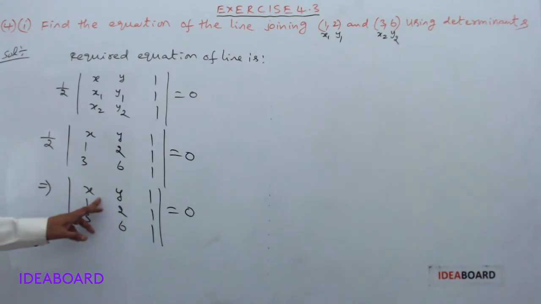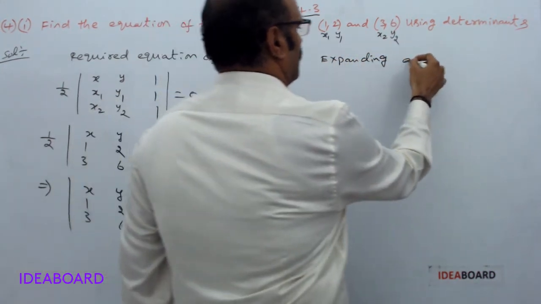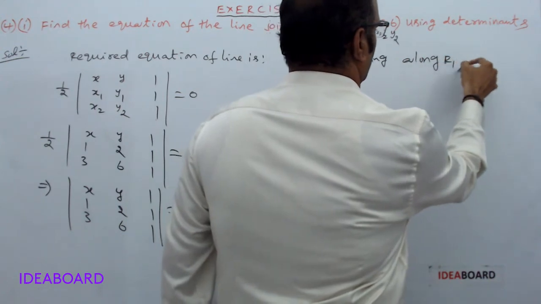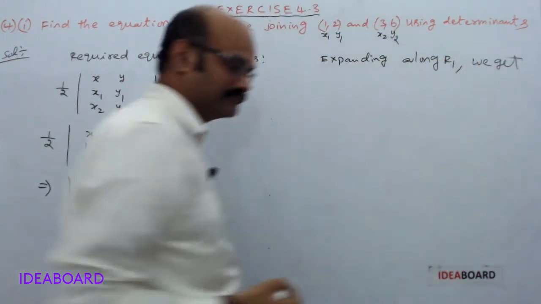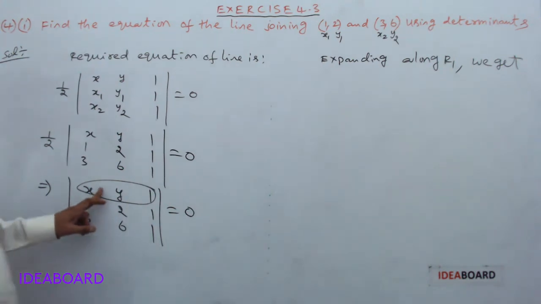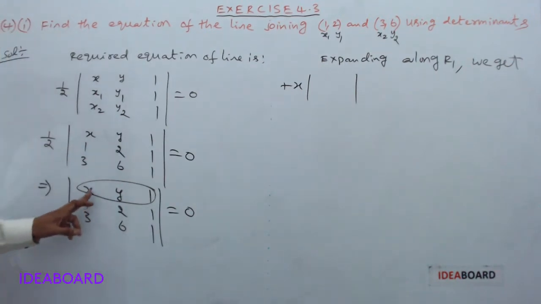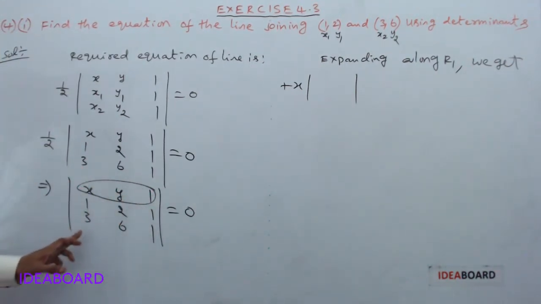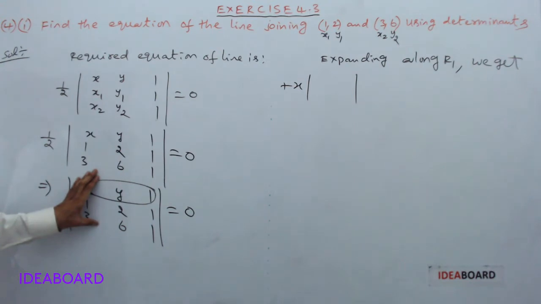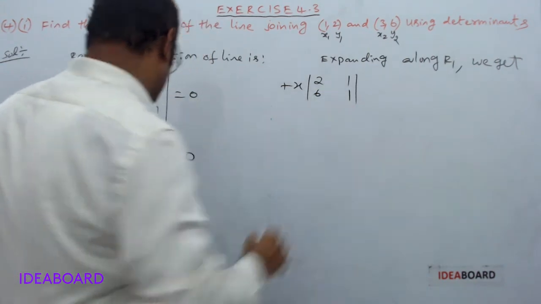Then expanding along R1, we get x into determinant of the element x, which lies in first row and first column. So first row and first column we have to close. Then we have the remaining 4 elements 2 1 6 1.